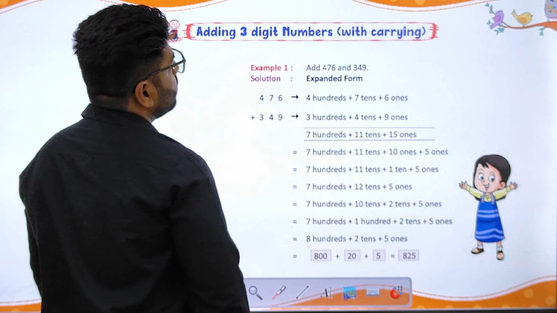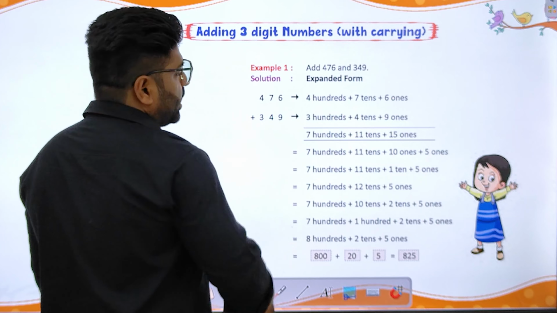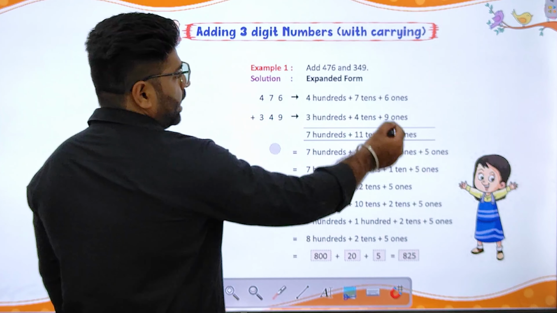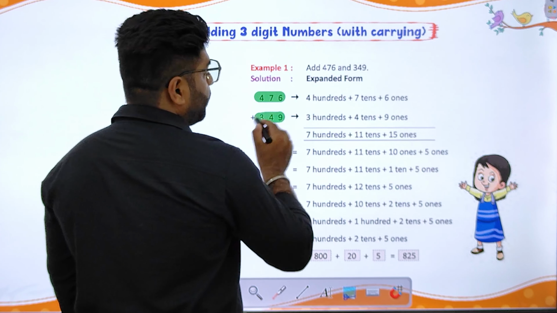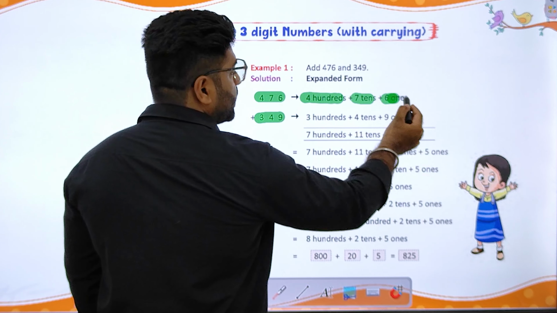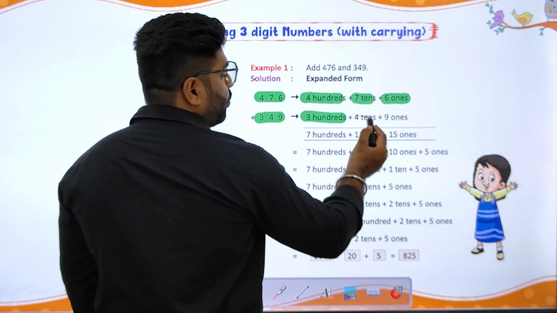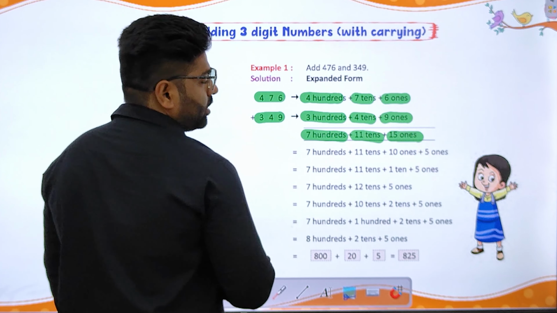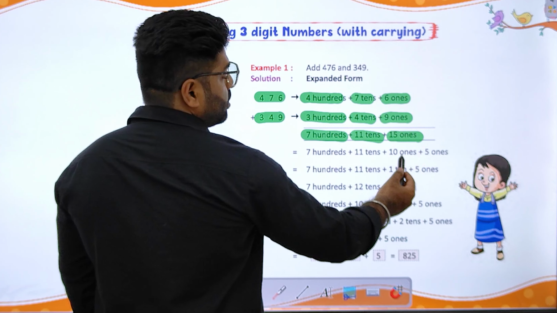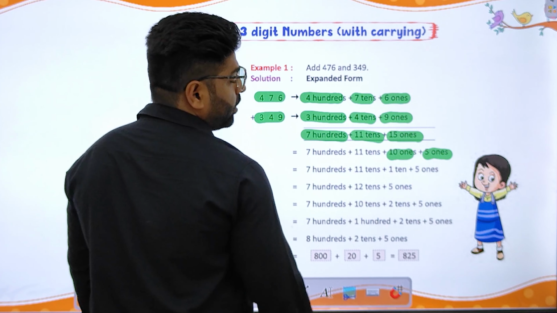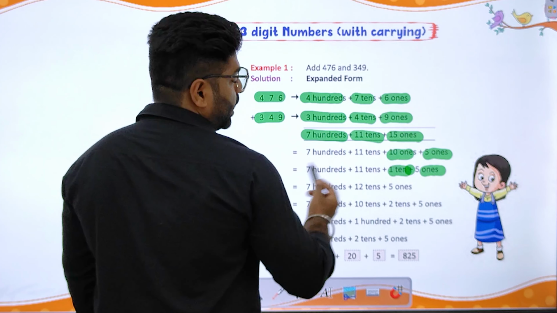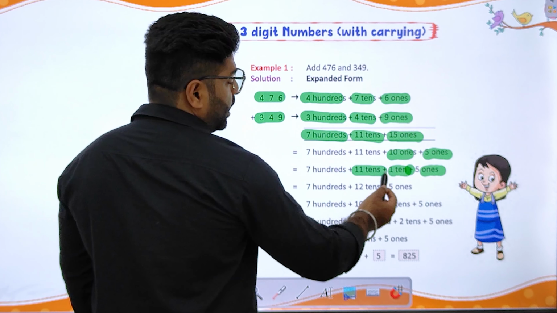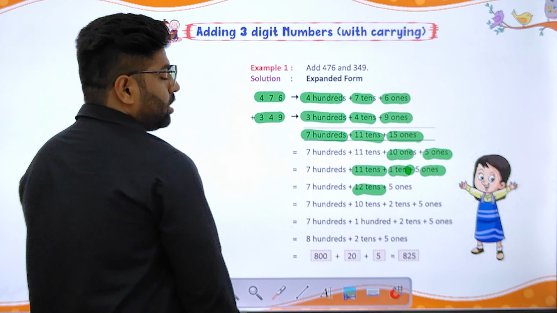Okay, next we come to adding 3-digit numbers with carry. In the same manner we have to just add the numbers. Just like here we are having 476 and 349. 400, 7 tens, 6 ones. Here we are having 300, 4 tens, 9 ones. If we add the ones, we are having 15 ones, 11 tens, and 7 hundreds. Now we have to break 15 ones. So here we are having 10 ones and 5 ones. So 5 ones, and the 10 ones make 1 ten. Here we are having 11 tens, and if we add this one ten, we are having 12 tens.